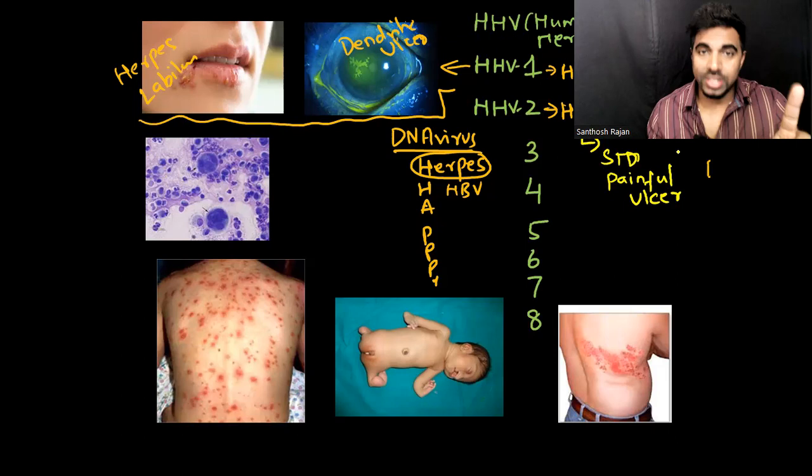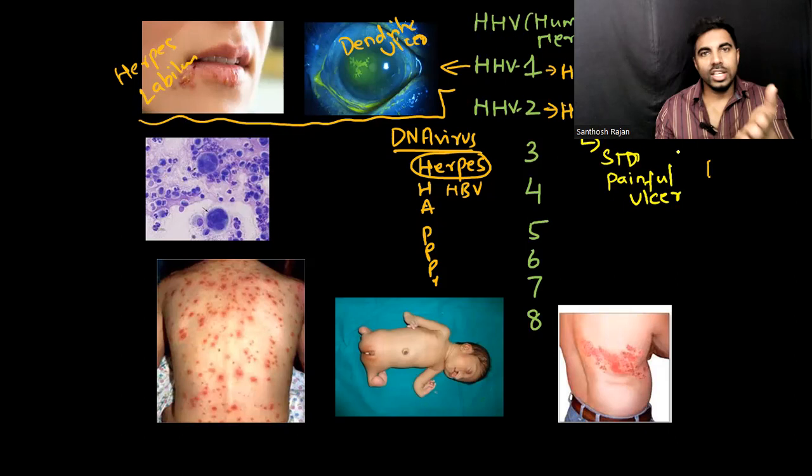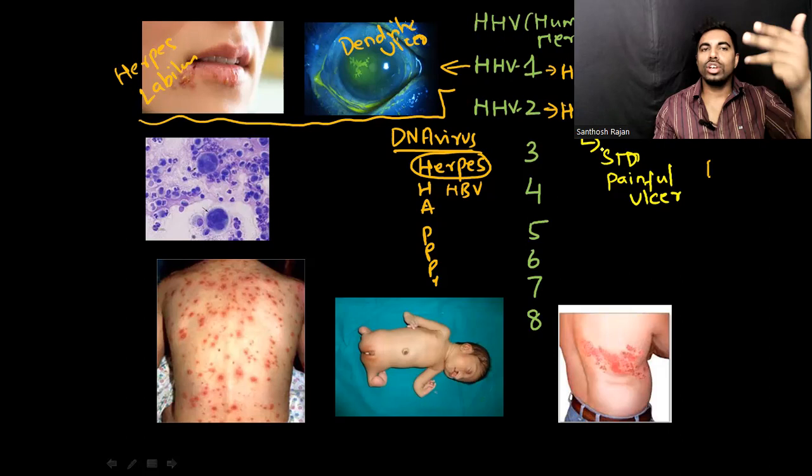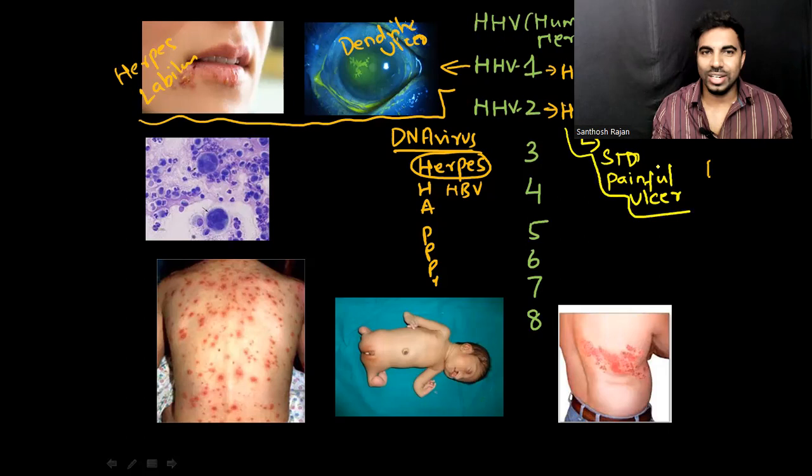Now where does it remain in your body? The sacral ganglion. Sex, STD, sacral ganglion is your 2, S for 2. These are all the common features of HSV2: a painful ulcer in your genital region. That is the STD.